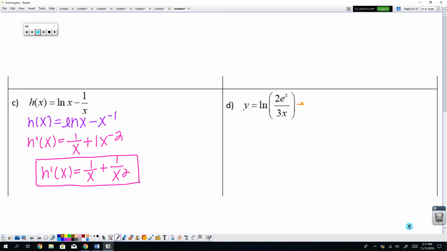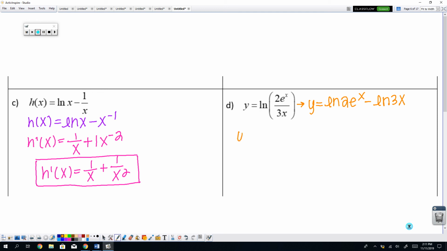Alright, now we're going to rewrite the next one. So y equals the natural log of 2e to the x minus the natural log of 3x. Because remember, division means to subtract when you expand. And we're going to go through and expand it just a little bit more.